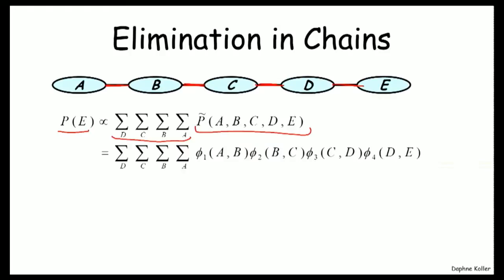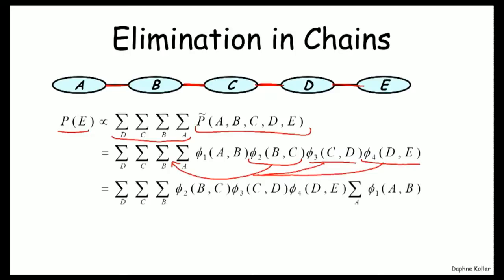Well, we've already done this exercise previously when we were doing some proofs related to graphical models: if we have a factor that doesn't mention a particular variable in its scope, we can move it out of the scope of the summation. So specifically, phi 2 of BC can be moved out of the summation over A, as can phi 3 of CD and phi 4 of DE, which leaves us only with a summation over A of phi 1 AB. So that gives us the expression over here.